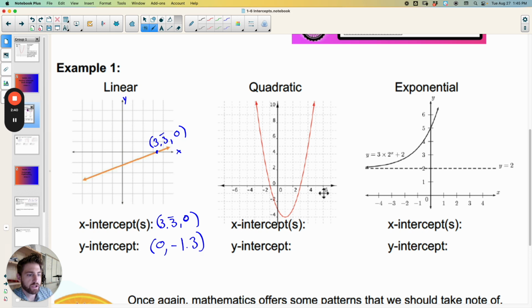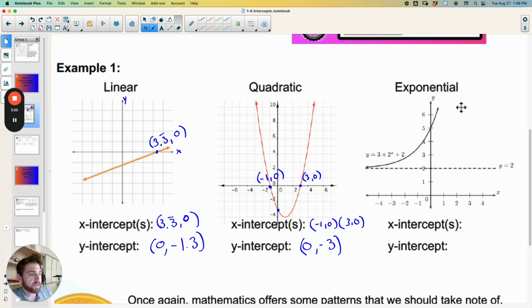Let's do the quadratic here. On the quadratic, it looks like it's crossing in 2 different spots. We've got one here and one here. The first point looks like it's 3, 0, and our second one looks like it's negative 1, 0. So we'll put negative 1, 0, and 3, 0. Notice I'm putting these in as points and not just x equals a number, because they are actually points, where they actually cross. And then lastly, we have our y-intercept, which is down here at about negative 3. So we'll say 0, negative 3.